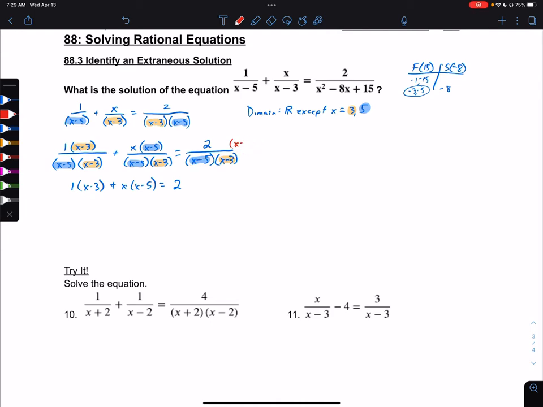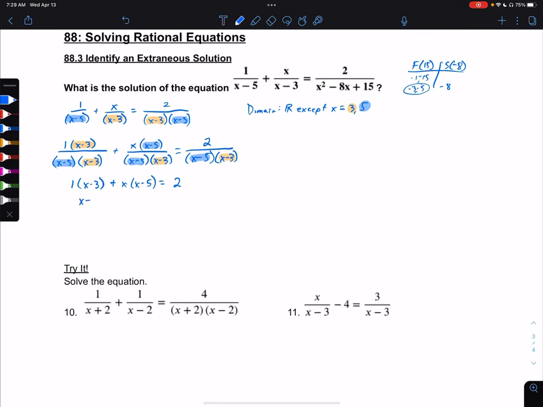Where if all of the fractions have the same denominator in this equation, we can just get rid of those denominators. We don't need them on the next step. Now from here, we're just going to solve an equation as we normally might solve the equation. So let's distribute: x minus 3 plus x squared minus 5x equals 2.